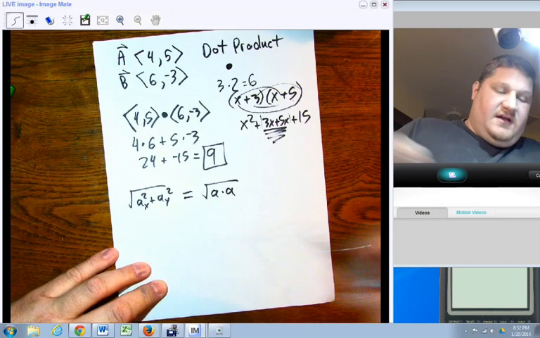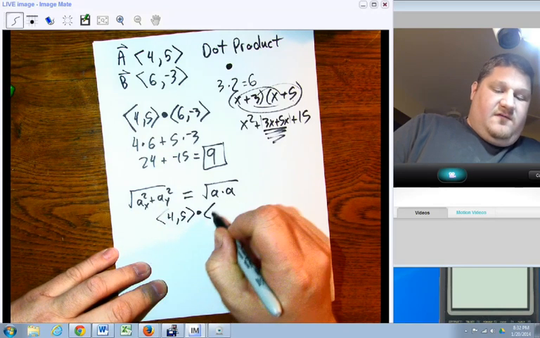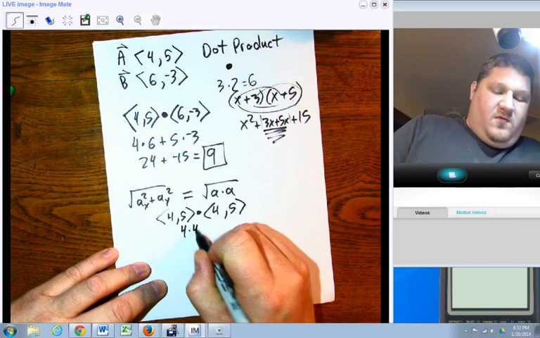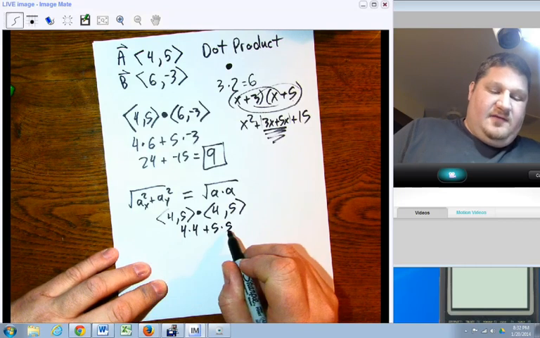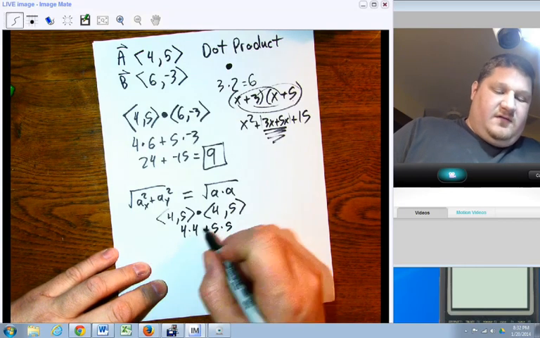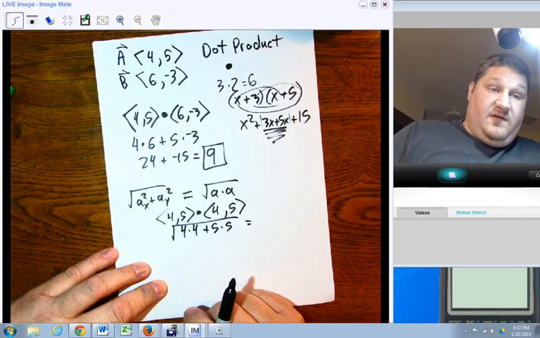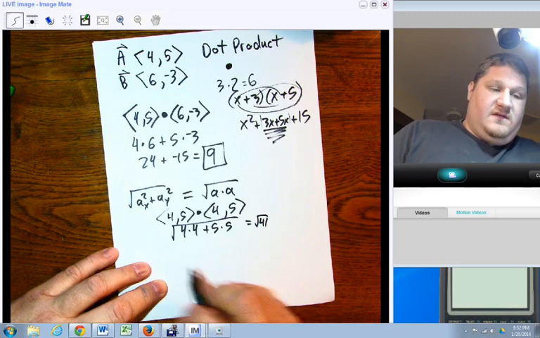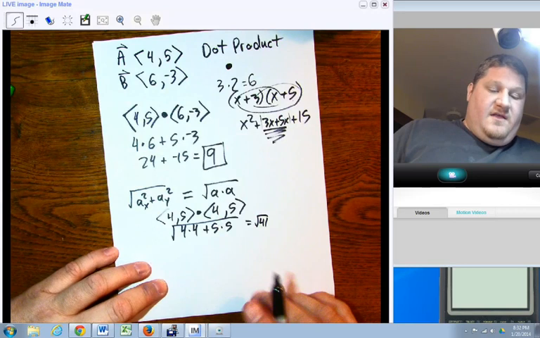Well, it kind of makes sense that if I have 4 comma 5 dot 4 comma 5, it's going to be 4 times 4 plus 5 times 5. Well, wait a minute, that is the dot product. Square root the whole thing, so I get 16 plus 25 is 41. I end up with square root of 41. That's the length of the vector 4, 5. That is one use.